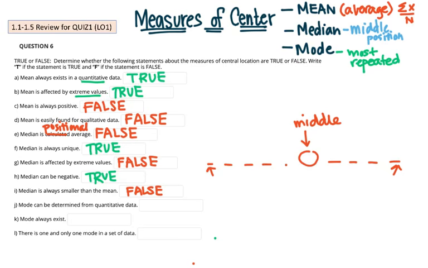Mode can be determined from quantitative data. That actually is true. Even if we have numbers, you can find a mode. You can find the one that's the most repeated. But sometimes, going down to choice K, sometimes the mode does not exist. It's not true that it always exists. If nothing is repeated, there is no mode.